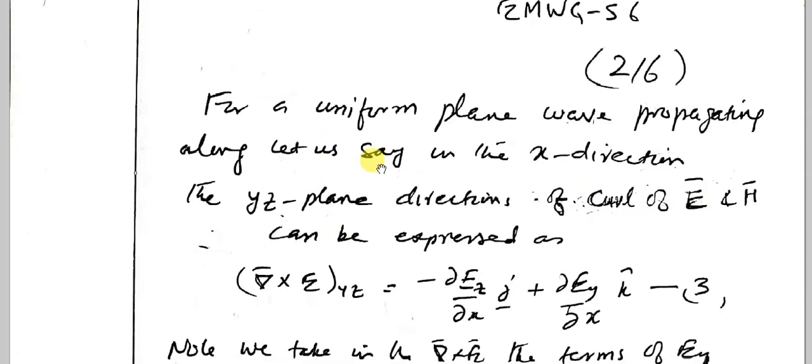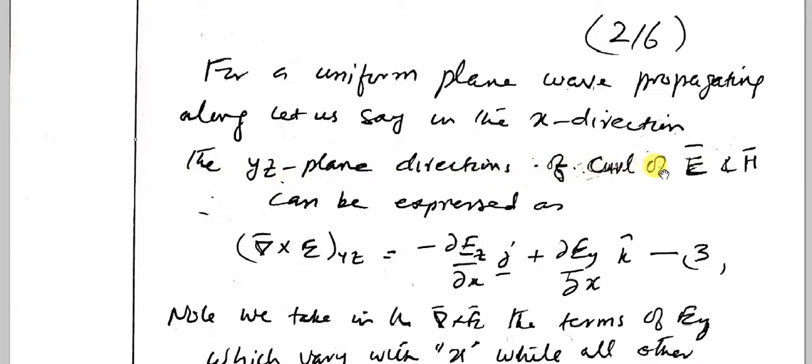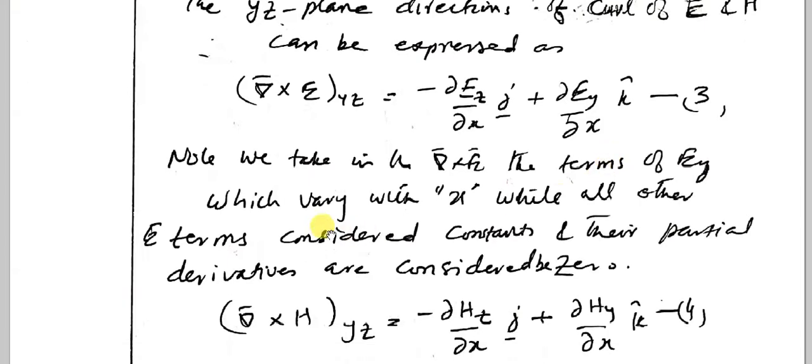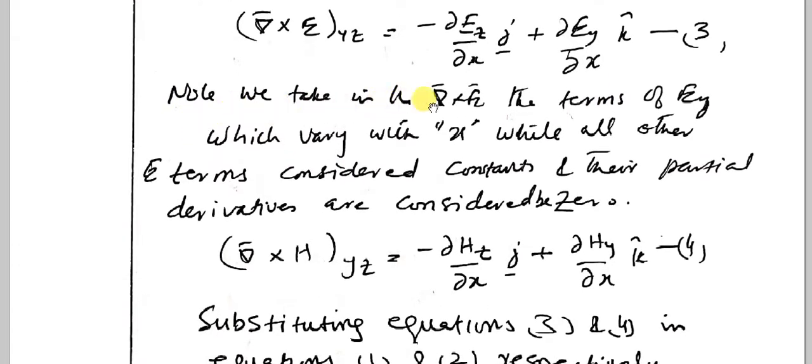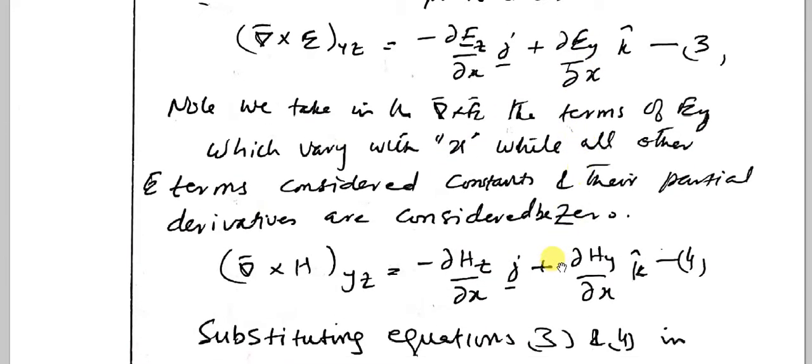So for a uniform plane wave propagating, let us say, in the x direction this time, the curl of E and H in the yz plane can be expressed as: the curl of E yz is equal to minus delta Ez by delta x j plus delta Ey by delta x k. Note that in the curl, only the terms which vary with x are retained, while all other E terms are considered constants and their partial derivatives are considered to be 0.